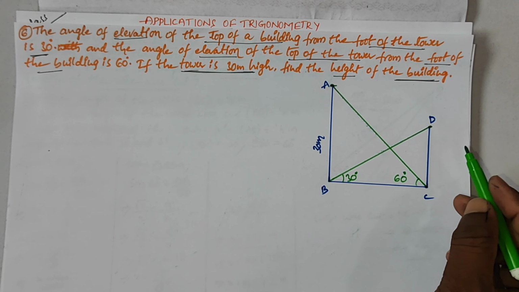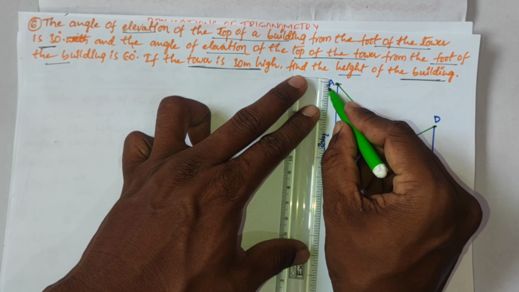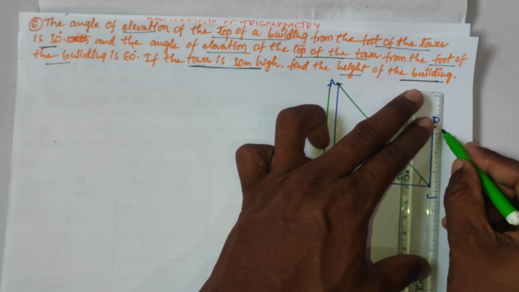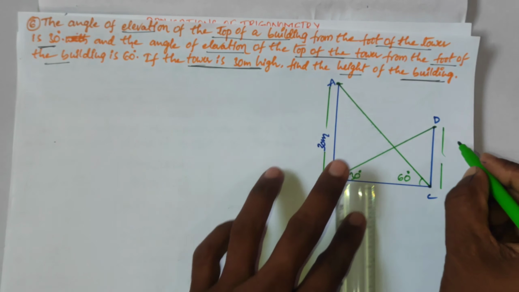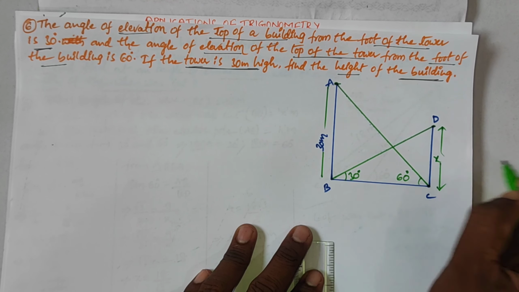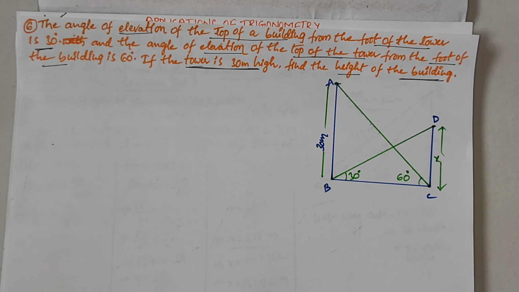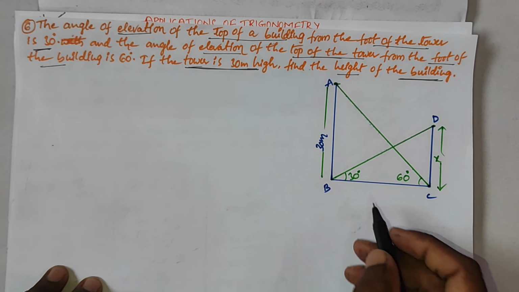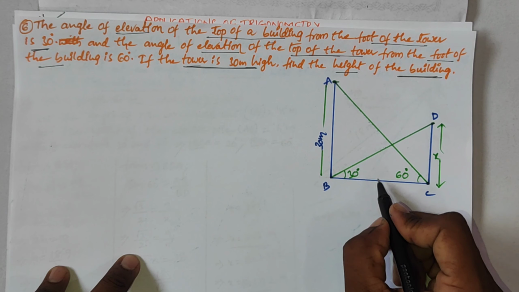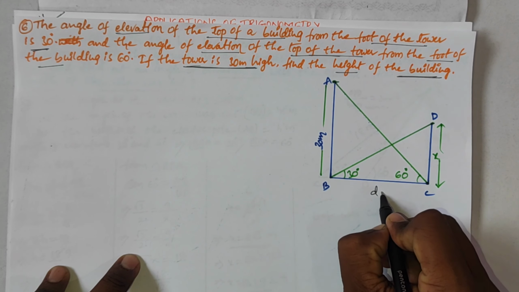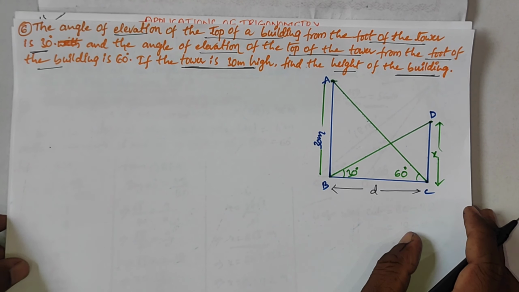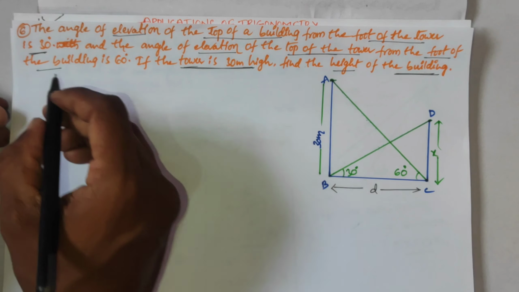Then find the height of the building. So we are given that the tower height is 30 meters. We have to find the height of the building. Right? Let us consider x meters as the height of the building. And the distance between the foot of the building and the foot of the tower, consider it as D. Is it clear? Now first we'll write this given data here.